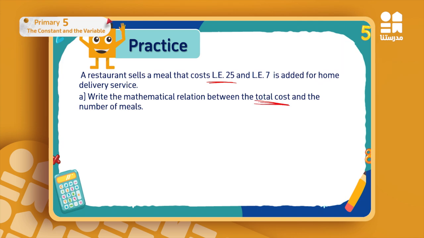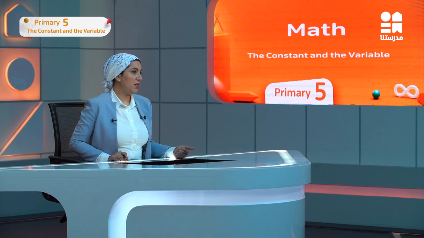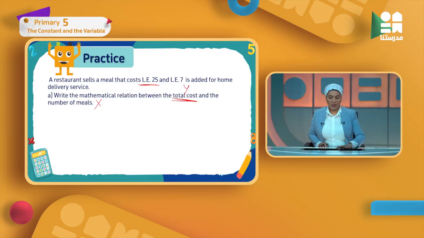Total cost, I will refer to it with Y. This is just like the pens and the books, it is the total money or the amount of money paid. And the number of meals is X, okay? Now I want you to write a mathematical relation between the total cost and the number of meals. Think fast. What is our relation going to be? It will be Y equals 25X plus 7.